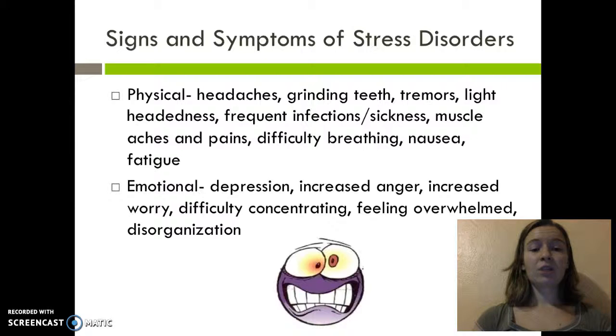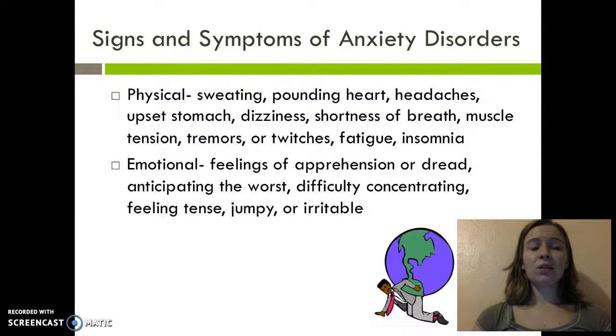Emotional cues would be depression, increased anger, increased worry, difficulty concentrating, feeling overwhelmed, and usually people are all over the place and very disorganized. For anxiety disorders, physical signs and symptoms would include sweating, pounding of the heart, headaches, upset stomach, dizziness, shortness of breath, muscle tension, tremors or twitches, and fatigue and insomnia. Then emotional manifestations would include feelings of apprehension or dread, anticipation of the worst, difficulty concentrating, feeling tense, jumpy, or irritable.